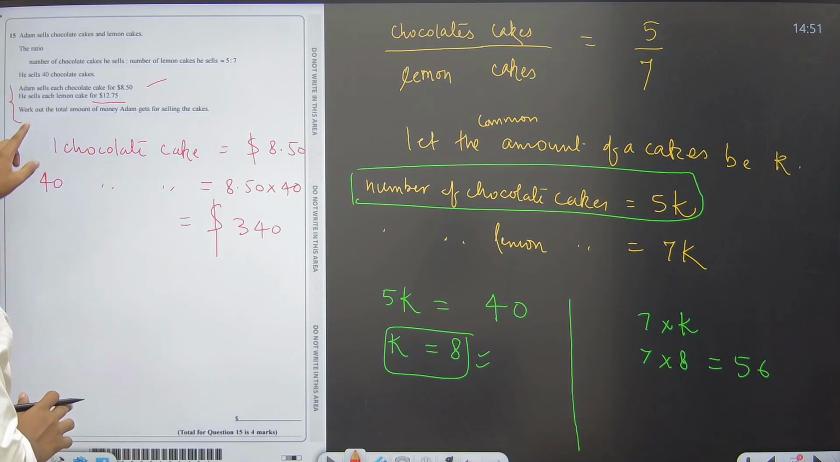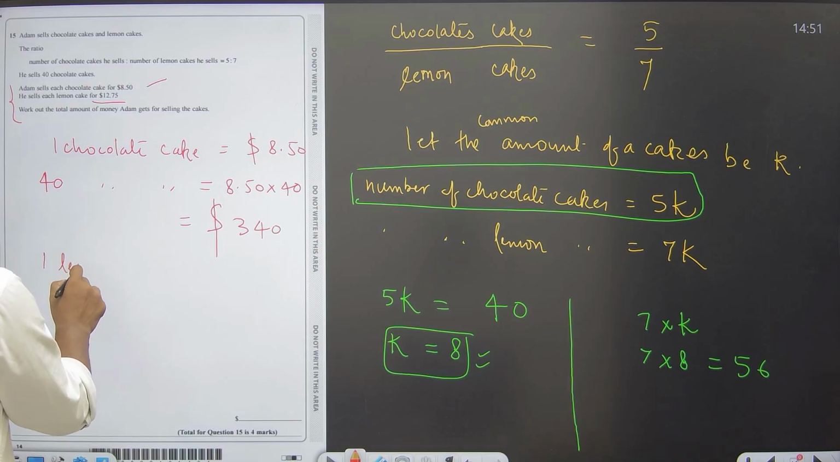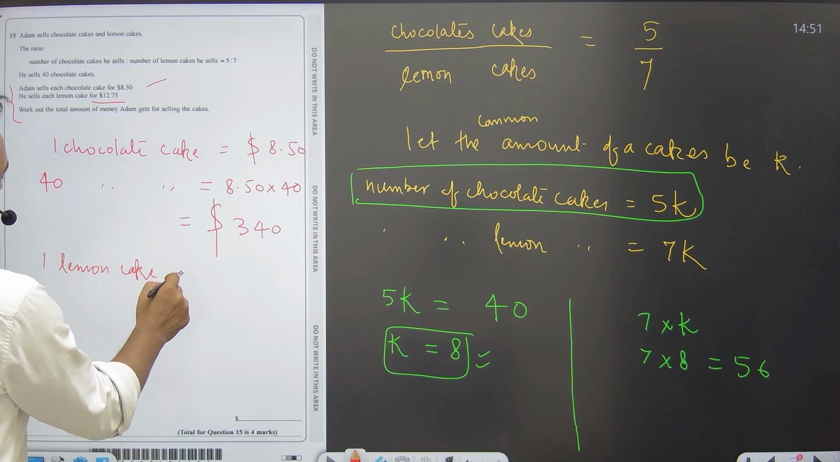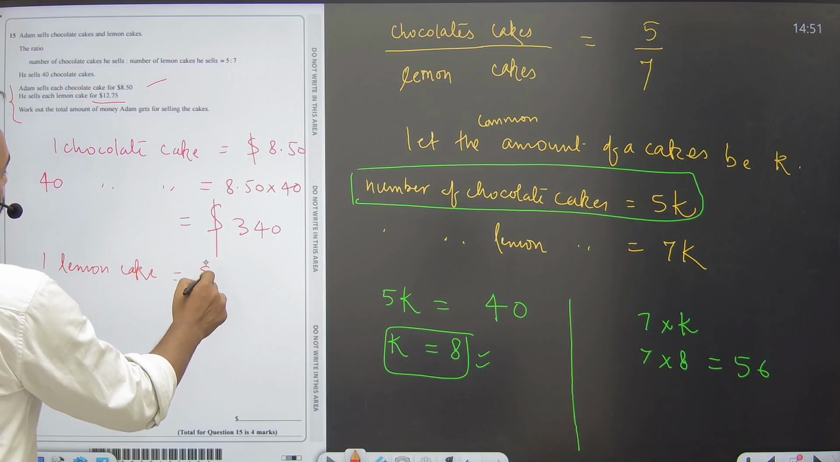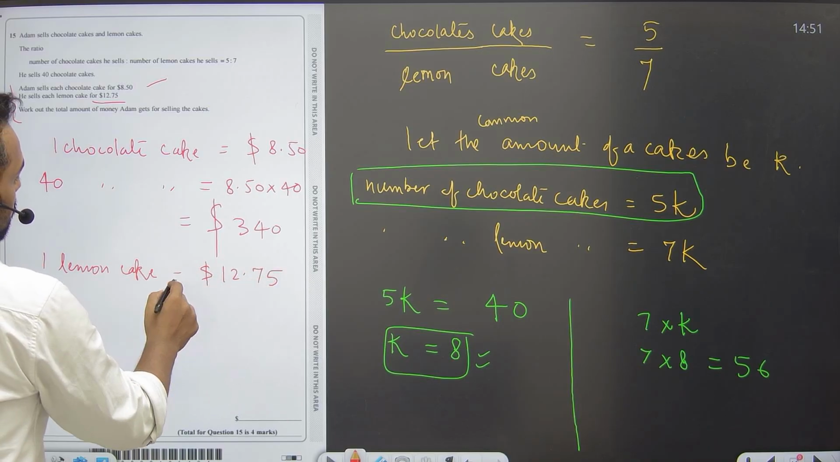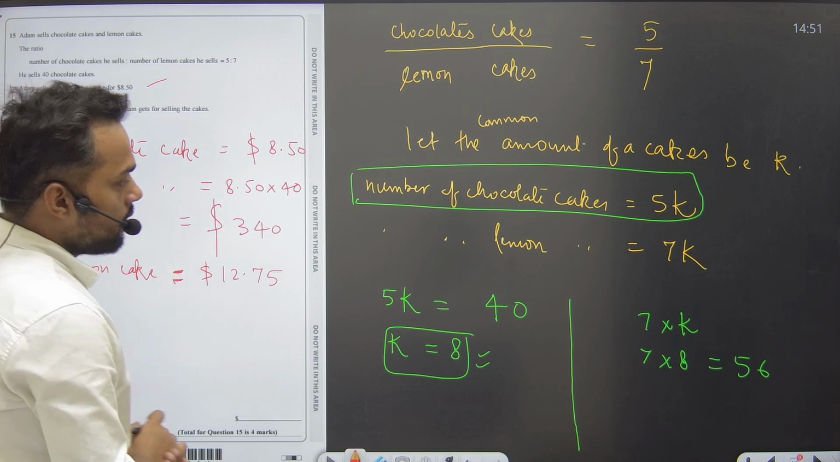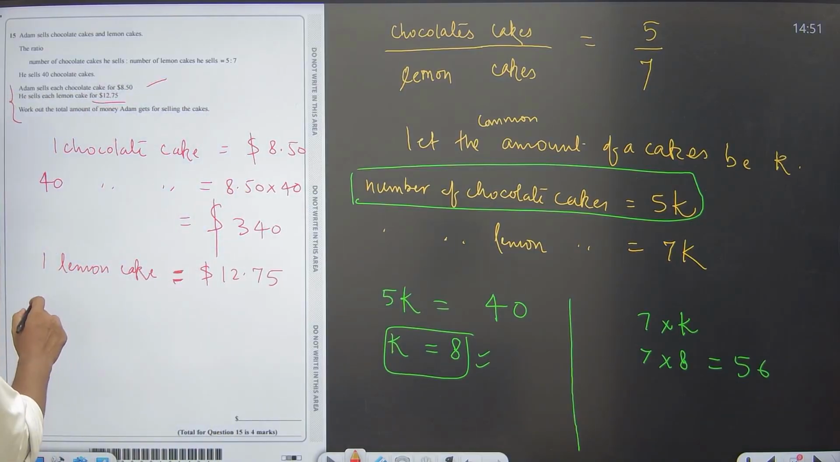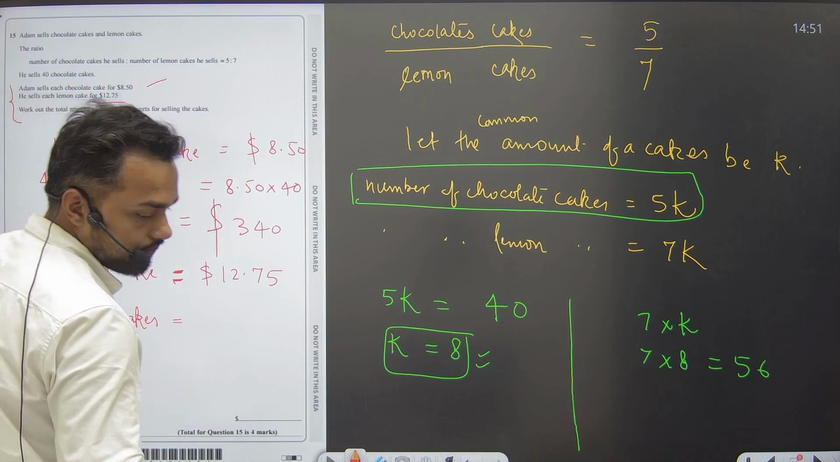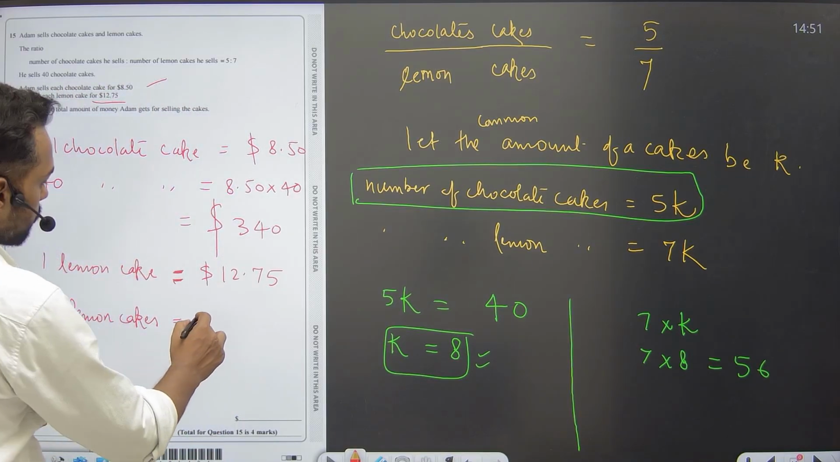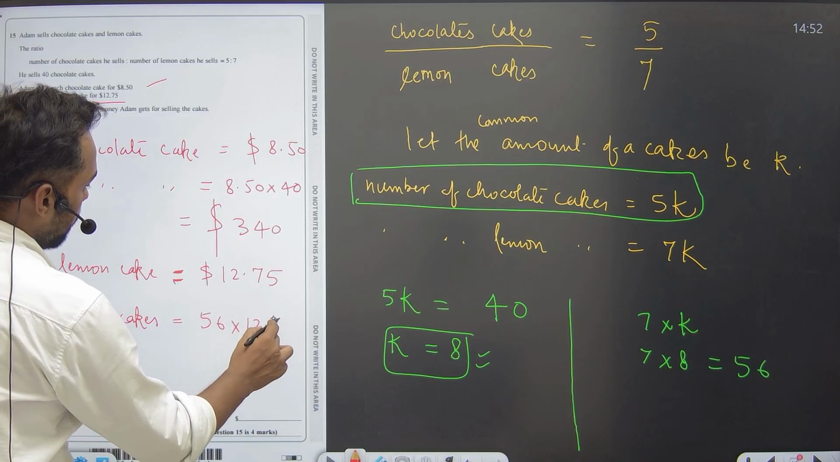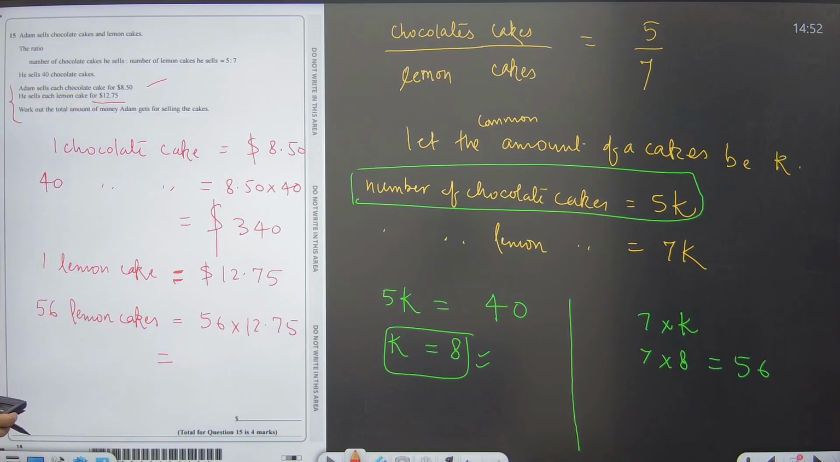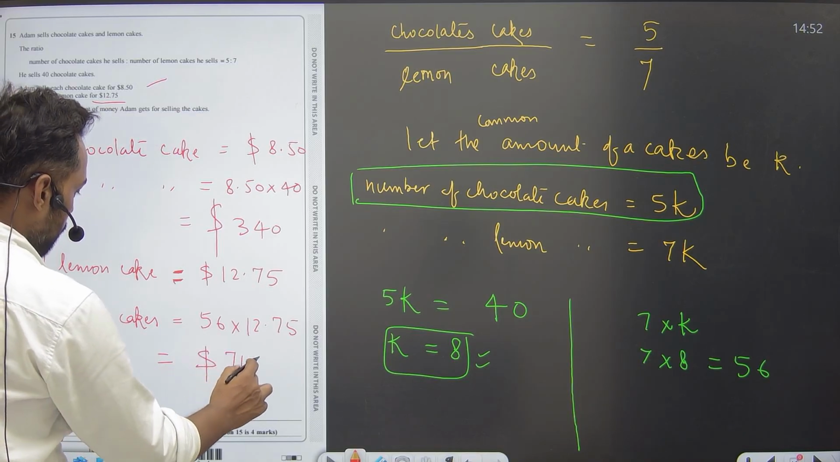Similarly, for lemon cake, one lemon cake was costing $12.75. And we have calculated the number of lemon cakes, that is 56. So for 56 lemon cakes, it will be 12.75 × 56, that will be equal to $714.